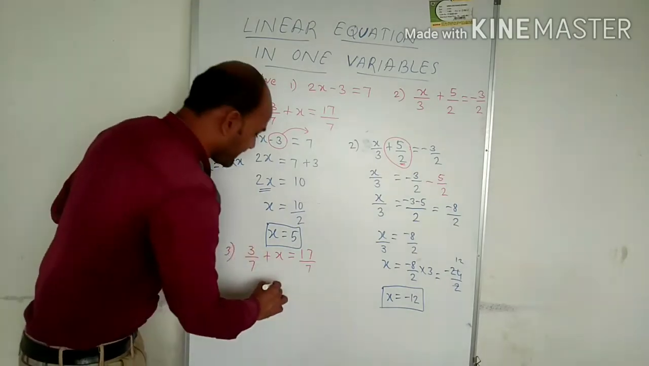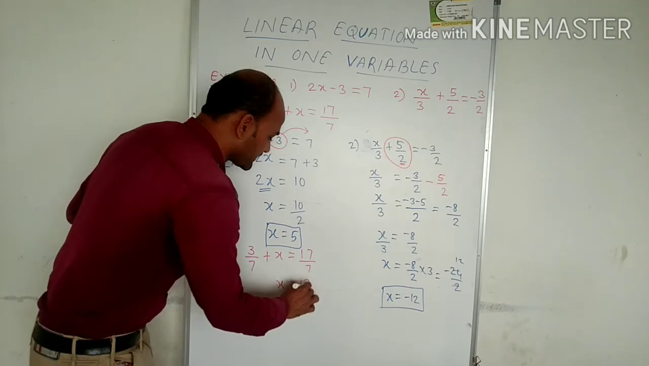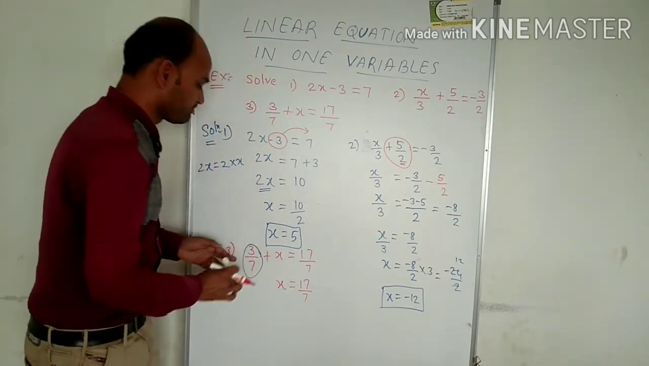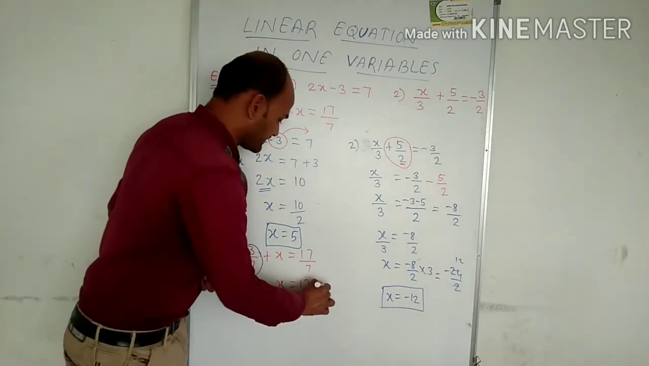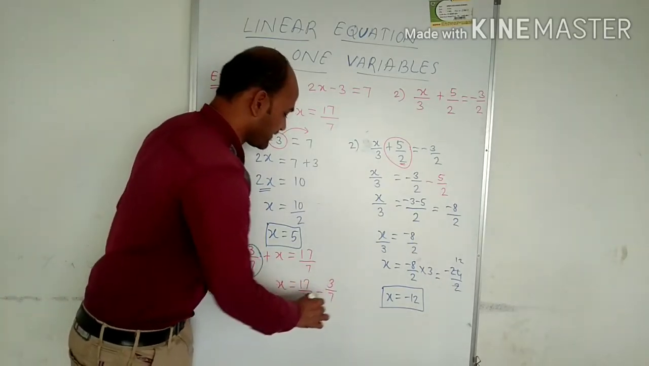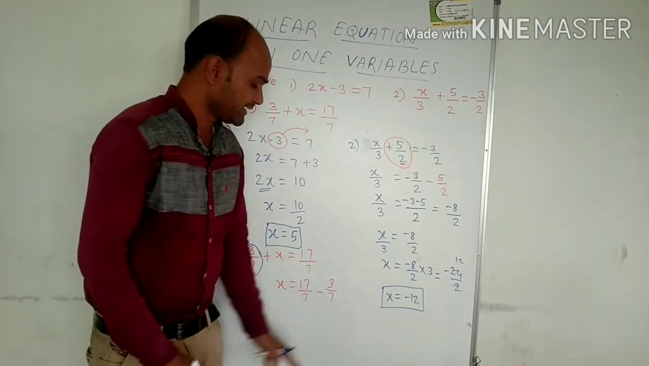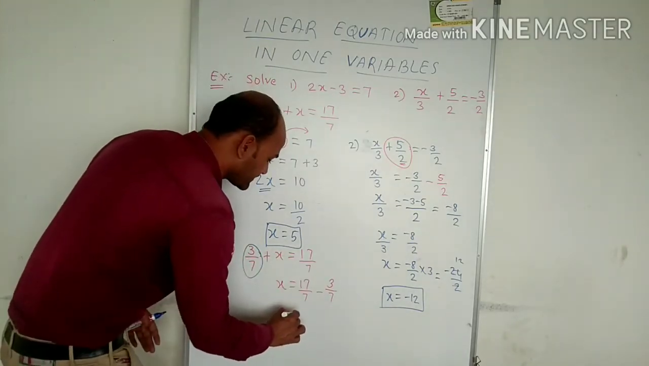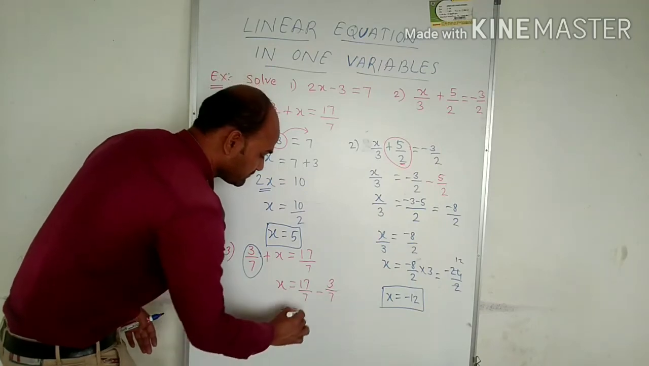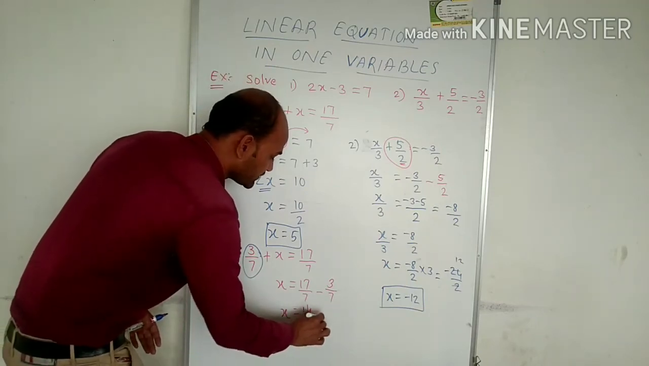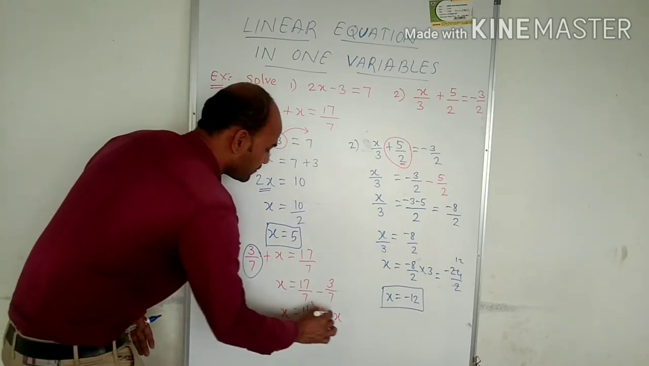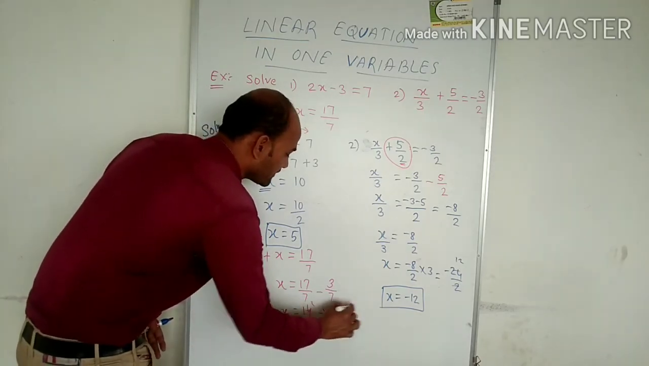So first, we have to transfer the 3 upon 7. This is a plus sign, it becomes minus, that is minus 3 upon 7. Now here the denominator is again the same, so you can directly subtract: 17 minus 3 is 14. 14 upon 7 is equal to x. 7 1s are 7, 7 2s are 14, x is equal to 2, we got the answer.